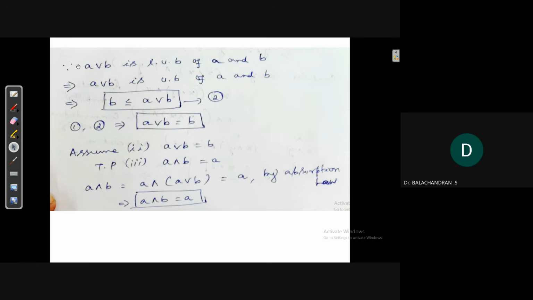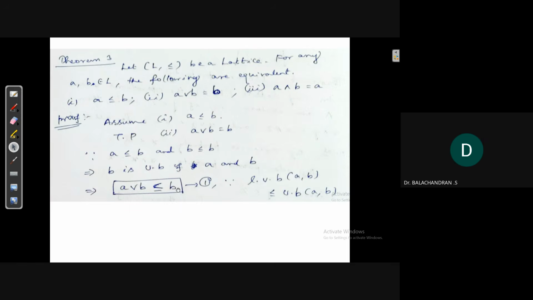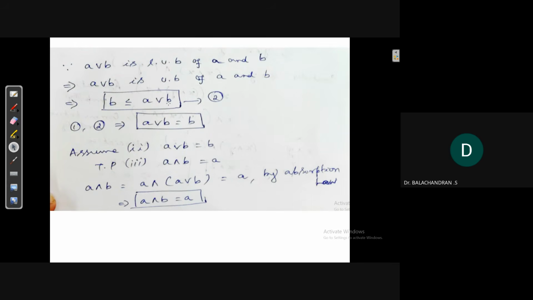Since A or B is the least upper bound of A and B, it should be an upper bound of A and B. So this quantity is an upper bound of A as well as an upper bound of B. But I need only an upper bound of B, so I write B less than or equal to A or B. So from 1 and 2, where 1 is A less than or equal to B and 2 is B less than or equal to A or B, we have A or B equal to B.